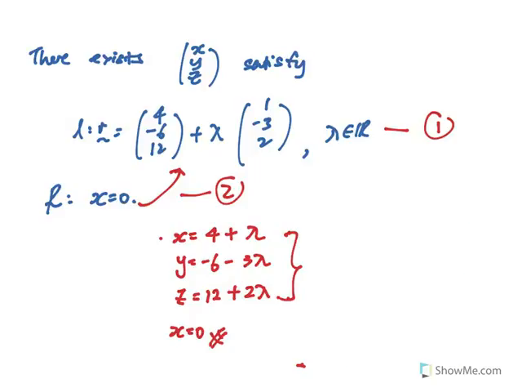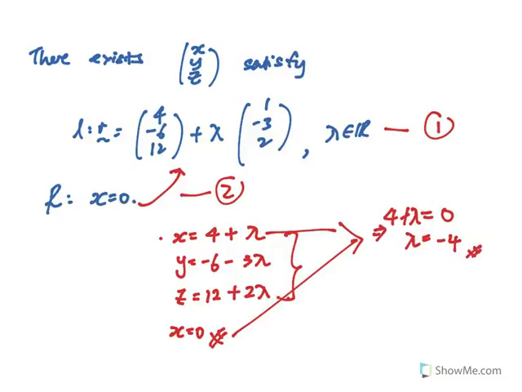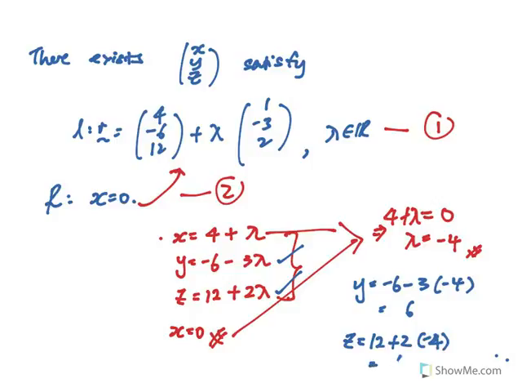So if I combine this and this, it gives me 4 plus lambda equals 0. That means at the point of intersection, where you satisfy both the equation of line and plane, lambda is negative 4. Once we find lambda is negative 4, substituting, y equals negative 6 minus 3 times negative 4, so y equals 6. And z equals 12 plus 2 times negative 4, so it's 12 minus 8 equals 4.